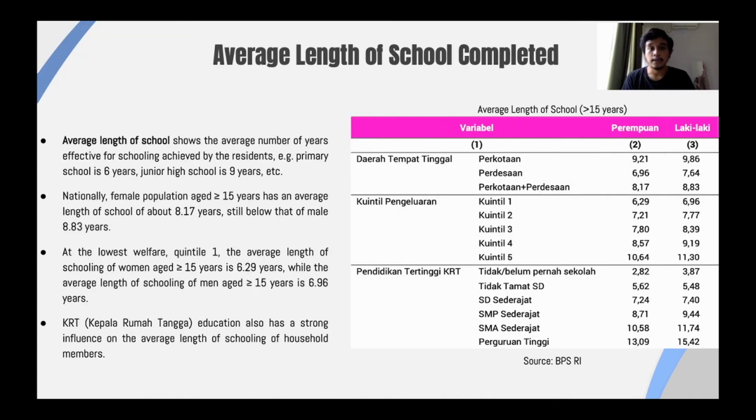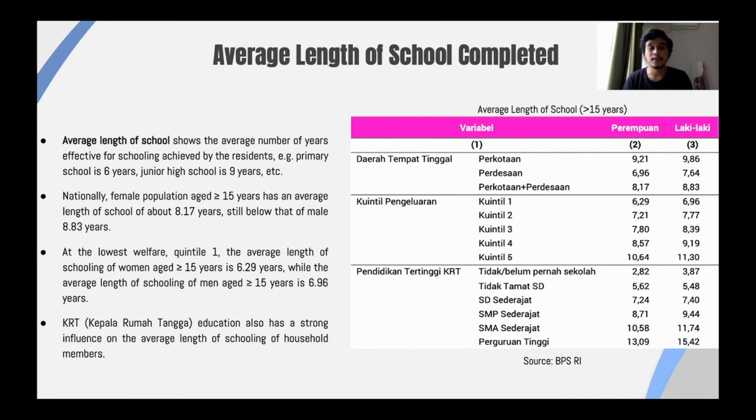And this indicator, as mentioned before, is the one we choose. The average length of schooling shows the effective years of school completion by students. So the effective years means the standard years they complete. For example, primary school is 6 years, junior high school is 9 years, and so on.